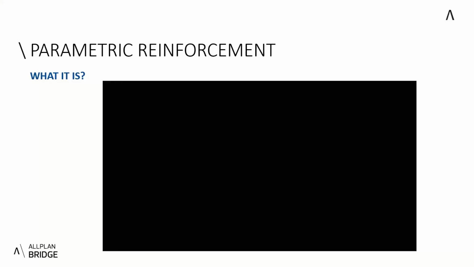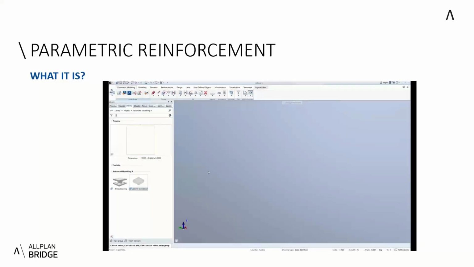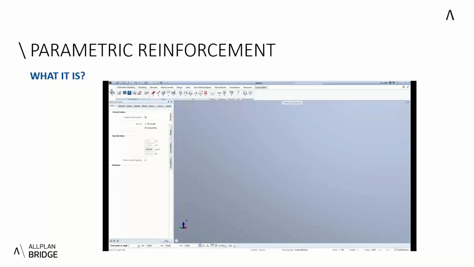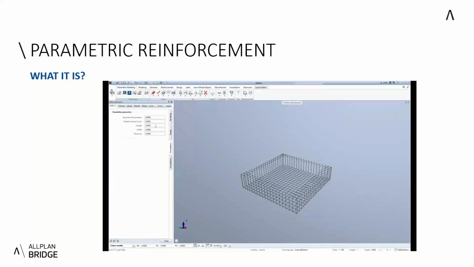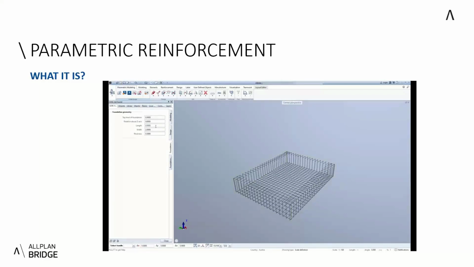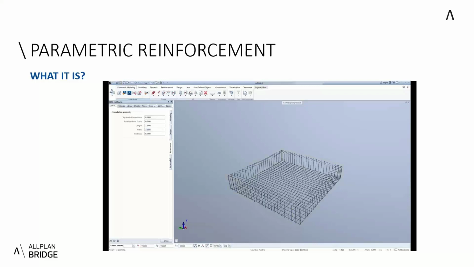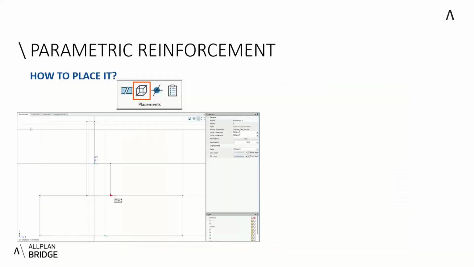So this is what we are referring to as parametric. You have this foundation or this reinforcement, and you can use it in different ways or in different cases as well. So that's what parametric means here. The idea is we already have this parametric reinforcement and we can place it. Of course, you can just create it and place it in Allplan or in Allplan Engineering where you need it.